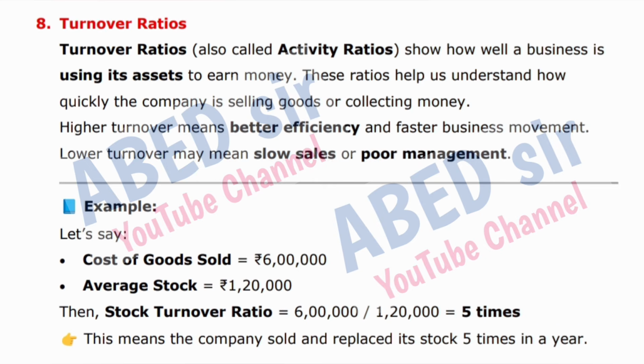Example. Let's say cost of goods sold is equal to 6 lakh rupees. Average stock is equal to 1,20,000 rupees. Then, stock turnover ratio is equal to 6 lakhs divided by 1,20,000 equals 5 times. This means the company sold and replaced its stock 5 times in a year.